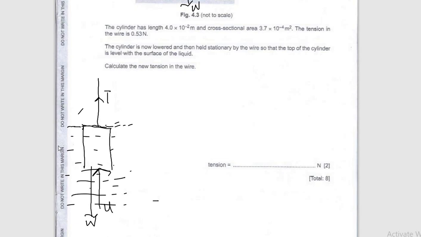So in the steady state, at equilibrium, upward forces equal downward forces. In the first case, there was no upthrust. Now there is upthrust, so the tension will change. That's why the question asked for a new tension in the wire. Upward forces are tension plus upthrust. Downward force is what? Weight. So the new tension is weight minus upthrust.